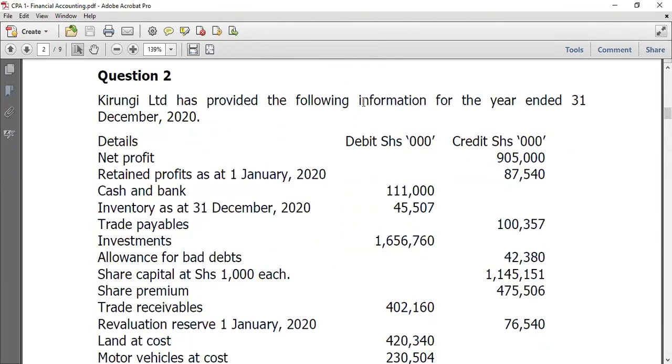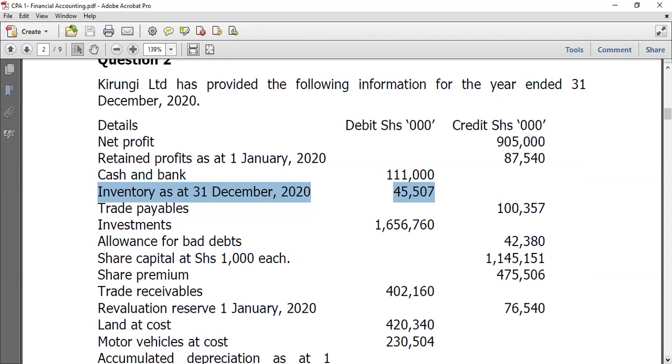So this is Kilungi, and they are telling us that Kilungi provided the following information for the year ended. So they give us all the information that we know. Net profit, that value, they have given us retained profits, cash at bank. They have given us inventory at 31st December. So I'm just going to concentrate on inventory. So remember, these are books at the end of 31st December 2020. So this must be my closing inventory, okay? Because they are calling it inventory as at 31st December 2020. This is my closing inventory. So mine is to proceed to see if I have my opening inventory.